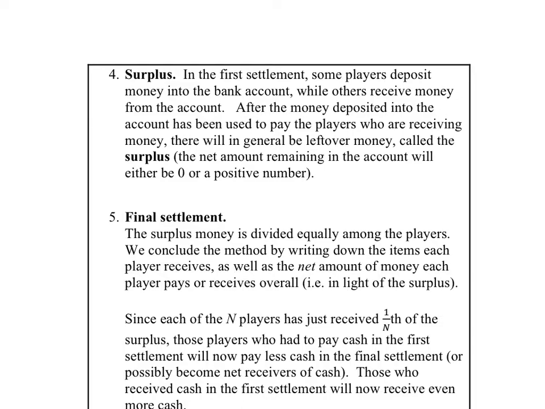Now, since each of the n players has just received 1/nth of the surplus, those players who had to pay cash in the first settlement will now pay less cash in the final settlement. It's even possible that someone who only had to pay a small amount of cash in the first settlement might actually become a net receiver of cash in the end. Those who received cash in the first settlement certainly receive even more cash now.